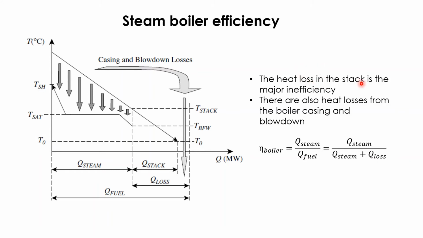The major inefficiency of the boiler comes from the heat loss through the stack, as you can see from here. The minor heat loss here can come through conduction through the boiler wall. Also, some of the heat is carried over by the boiler blowdown.